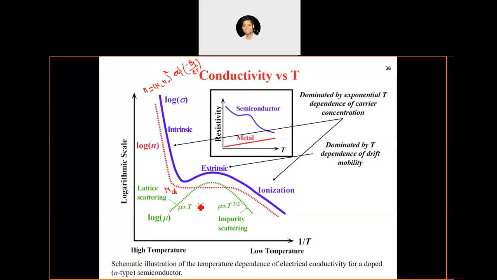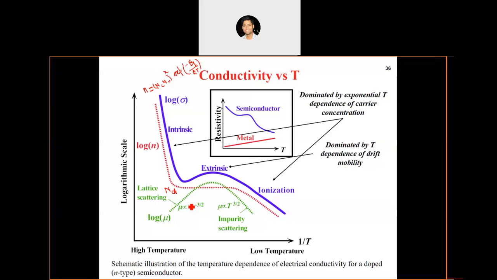So the drift mobility affects the electrical conductivity only in the extrinsic regime. The rest two regimes, the higher temperature as well as the lower temperature regimes, are dominated by the carrier concentration. They are not dominated by the drift mobility. Drift mobility doesn't affect much the temperature dependence in these two regimes. Only in the extrinsic regime, the temperature dependence of drift mobility plays an important role.